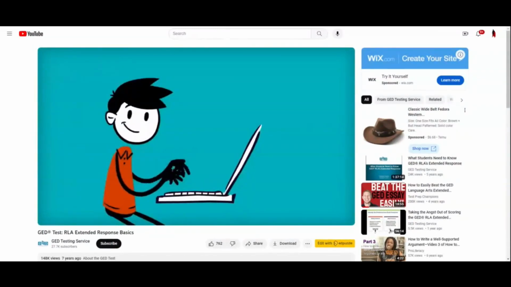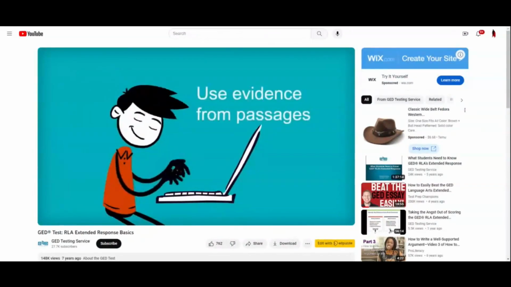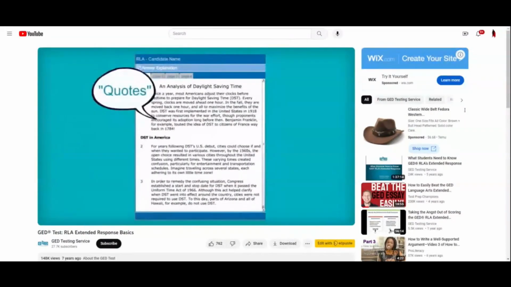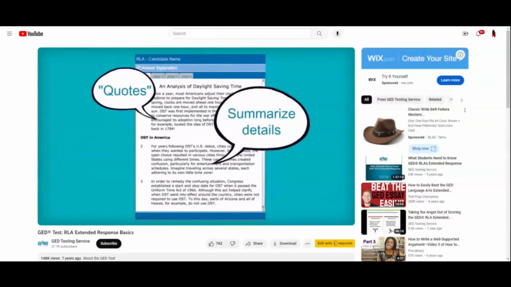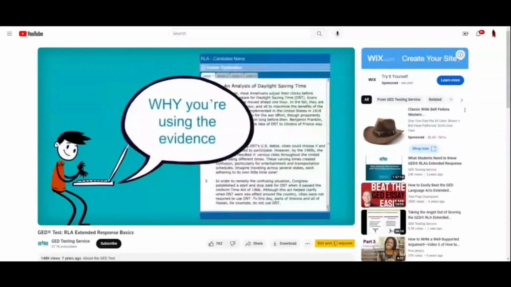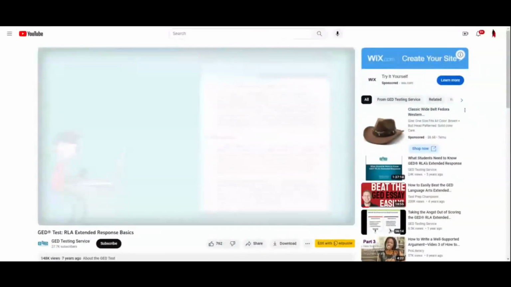When writing your response, it's important that you use the evidence from the passages to support your argument. You can use quotes or summarize details from the passages as evidence, but you must explain why you're using the evidence you've included and how it supports your overall argument.